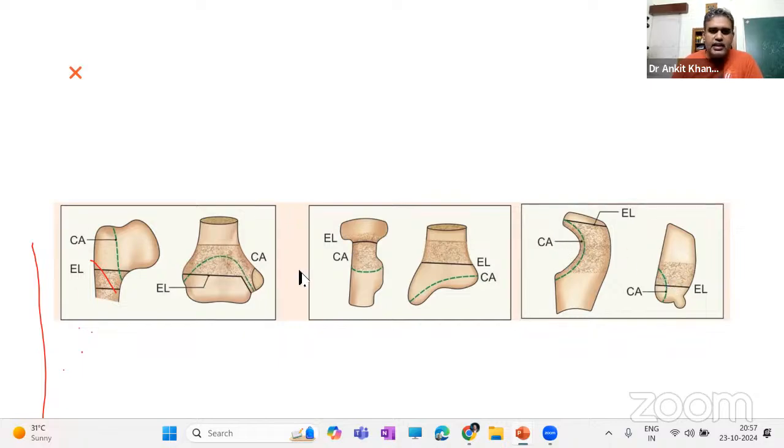Now, what are the CA and EL in all the diagrams? The CA is the capsular attachment. Capsular attachment. So capsule is an important part of the synovial joint. So CA is the capsular attachment.